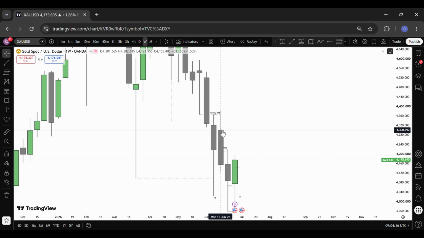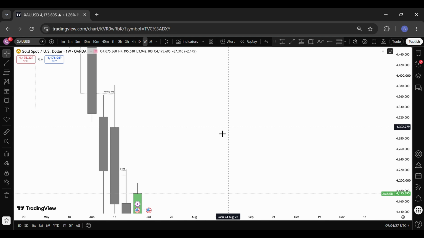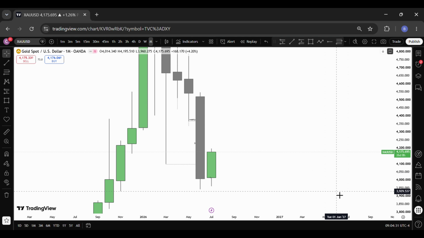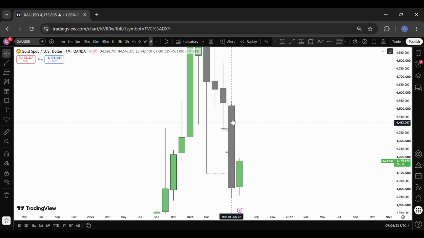So many people were actually buying XAUSD during NFP, but I saw there was a weekly gap here. So this was a weekly gap. You scale to the monthly time frame, and there was no gap on the monthly time frame. This was the candle we traded. There was no gap on the monthly time frame.